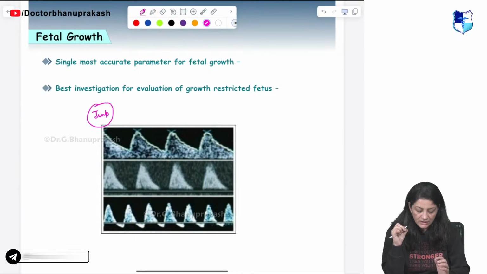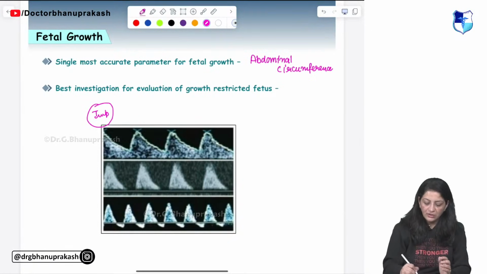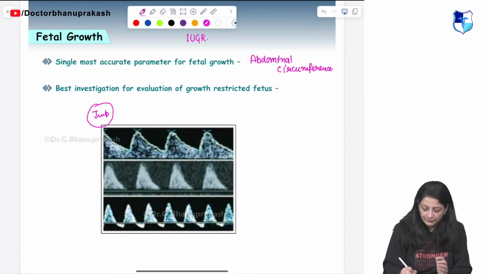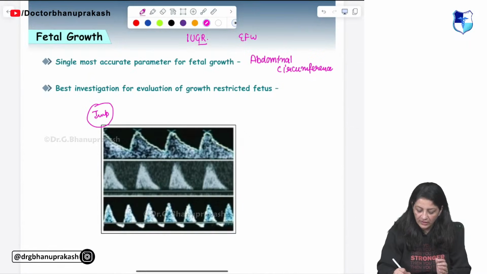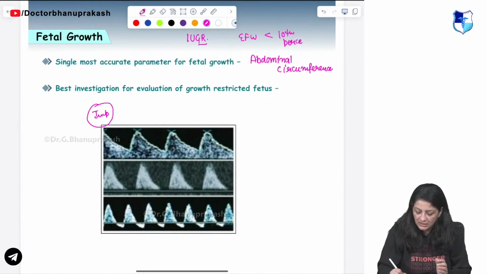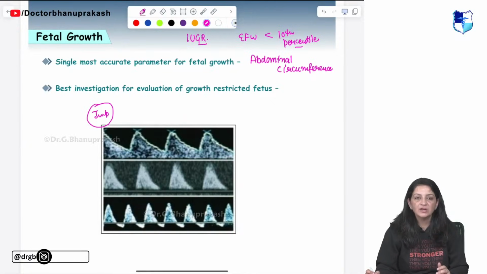So, the single most accurate parameter for fetal growth is abdominal circumference. So, what is the meaning of IUGR? It means estimated fetal weight less than 10th percentile for that gestational age is called as IUGR. This is called as IUGR.